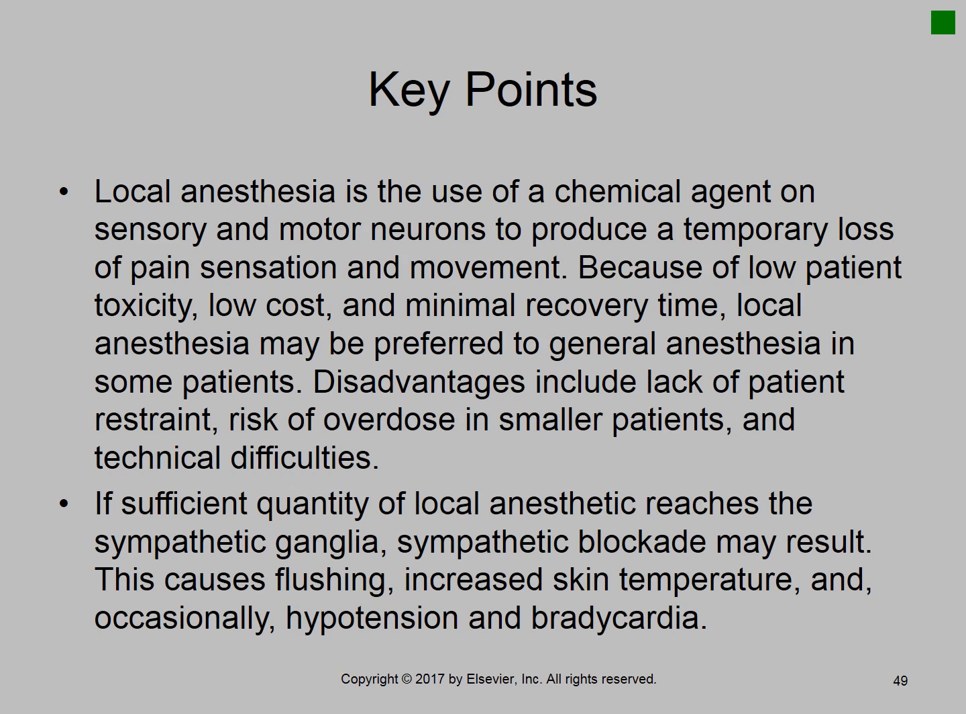Key points. Local anesthesia is the use of a chemical agent on sensory and motor neurons to produce a temporary loss of pain sensation and movement. Because of low patient toxicity, low cost, and minimal recovery time, local anesthesia may be preferred to general anesthesia in some patients. Disadvantages include lack of patient restraint, risk of overdose in smaller patients, and technical difficulties. If a sufficient quantity of local anesthetic reaches the sympathetic ganglia, sympathetic blockade may and will result. This causes flushing, increased skin temperature, and occasionally hypotension and bradycardia.